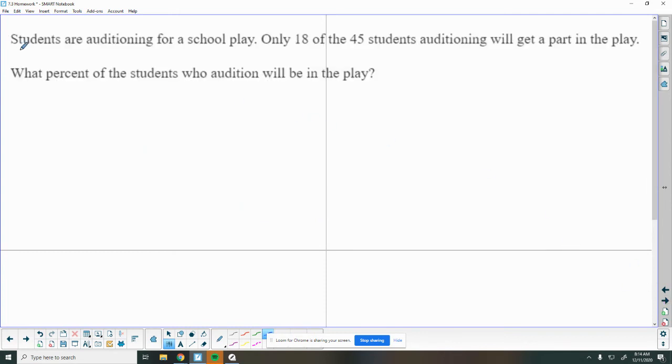Hey, number 7. Students are auditioning for a school play. Only 18 of the 45 students auditioning will get a part in the play. So 18 students will get a part, but there are 45 students that are going to audition total. What percent? It's asking for the percent. So what percent will be in the play?